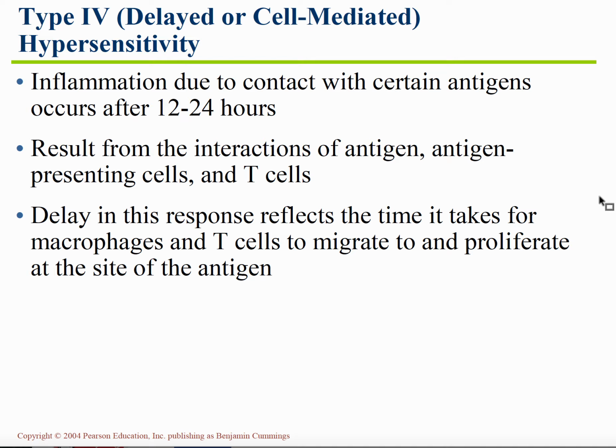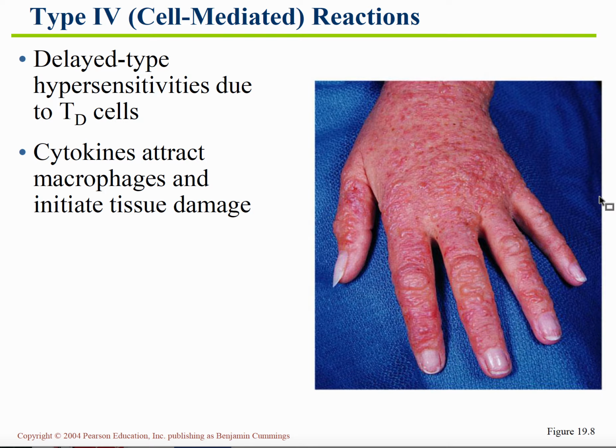Okay? Inflammation can occur 12 is pretty fast, 24 hours later. This is not like a reaction to cat dander where it happens within minutes. It happens later, a day later. So what we're seeing is antigen and antigen-presenting cells, but T cells. And T cells are causing the damage. It's a delayed response because we actually have to get the T cells to that area, to the site where the antigen is. There's a pretty common type 4 reaction, cell-mediated reaction.